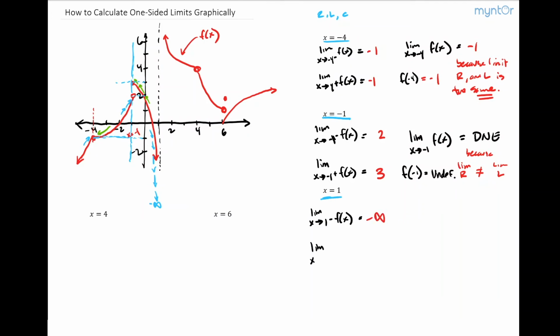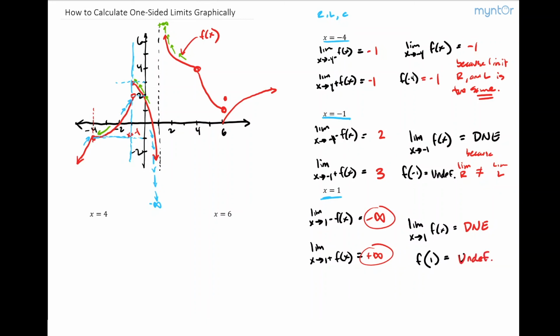How about the limit as x approaches 1 from the right-hand side? And here we see as we approach x is equal to 1 from the right, it tends to go up, up, up to +infinity. And so we would say this is +infinity. So now if we take the limit as x approaches 1 of f of x, we would say this does not exist, again, because the left-hand limit is not the same as the right-hand limit. If we go ahead and figure out, well, what is f of 1, we see that this is undefined as well. We'll do that in red. This is undefined as well because we have an asymptote right here.